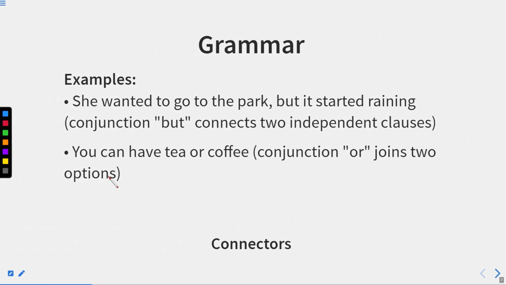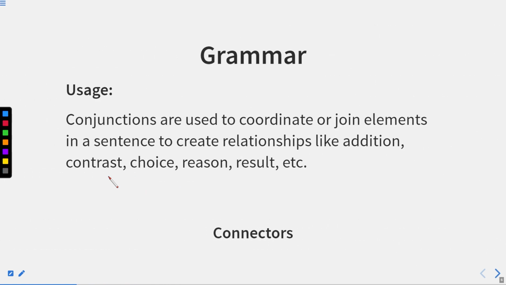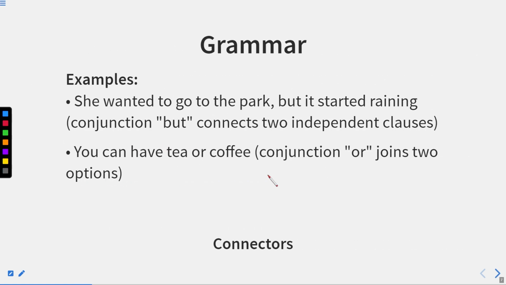Now, in case of conjunctions, usage. Conjunctions are used to coordinate or join elements in a sentence or to create relationships like addition, contrast, choice, reason, result, etc. Example: she wanted to go to the park. Now, this is the first sentence, but it has started raining. So, here we can see that this is one sentence and this is another. We have joined these two sentences with the help of but.